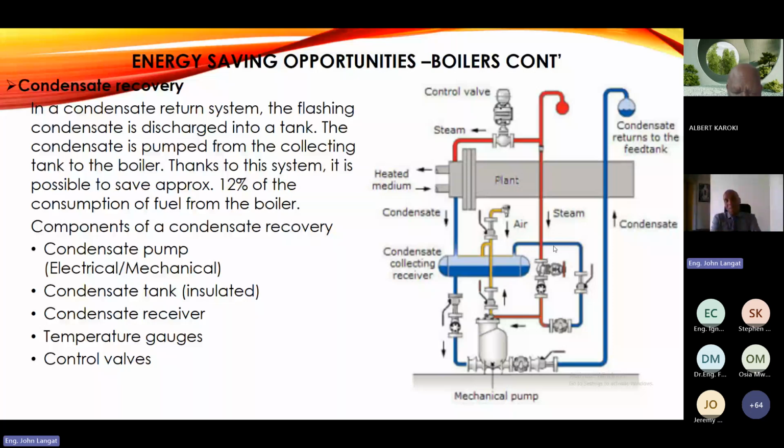The moment I mention a condensate recovery system, what you need first is a condensate tank. Then let me mention how the flow happens. Let's start here. The condensate steam enters the plant. In this case, it could be the radiator, the dryer, the calorifier or anything. Then the condensate flows into a condensate receiver, which is in the boiler house. It looks like a header. The condensate receiver is located in a pit alongside this one.